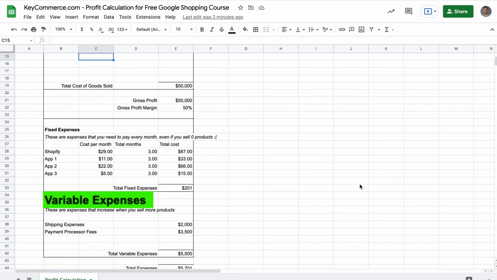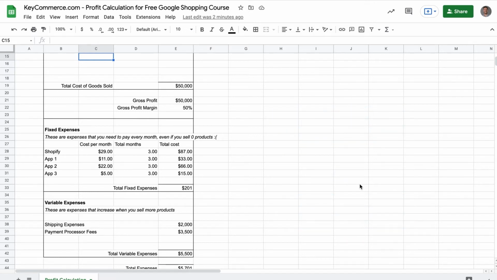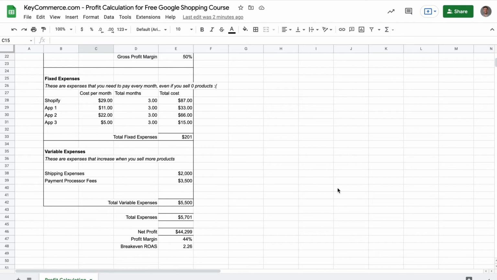Next, we have our variable expenses. These are expenses that increase as we sell more products. A good example is any payment processing fees. We have to pay a fee on these for each credit card transaction, so these go up with each sale. Another one is shipping, so they're in there too. This then gives our total expenses at the bottom, which then allows us to calculate our net profit margin, and finally, our break-even ROAS. This is all done for you with the formulas in our sheet.